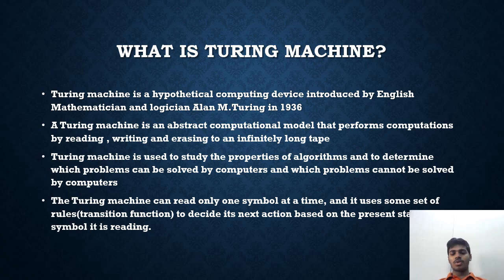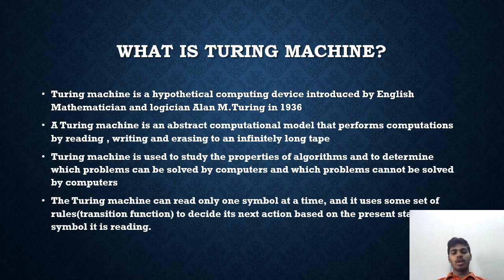Turing machine is used to study the properties of algorithms and to determine which problems can be solved by computers and which problems cannot be solved by computers. We can see the Turing machine can show that computers can solve only some problems, right? Like it cannot solve every problem. That will be determined by the usage of this Turing machine.